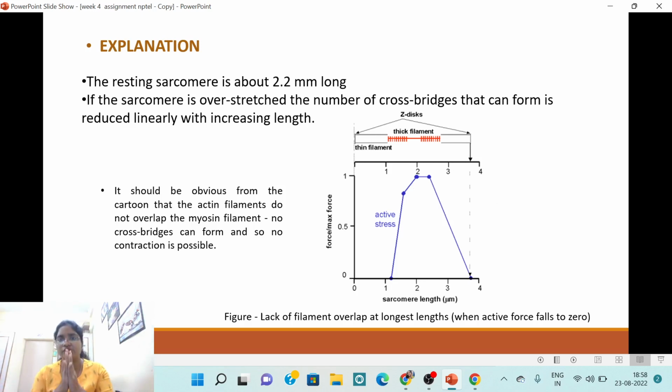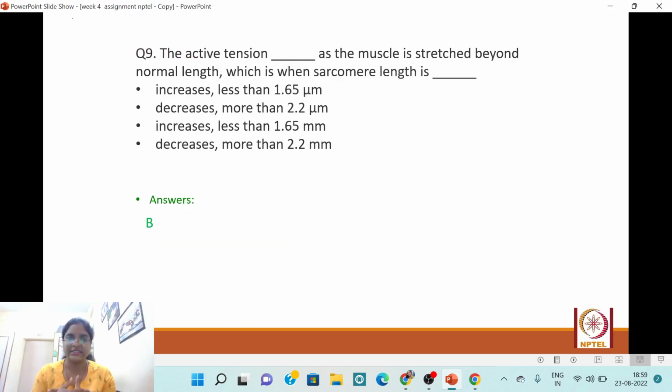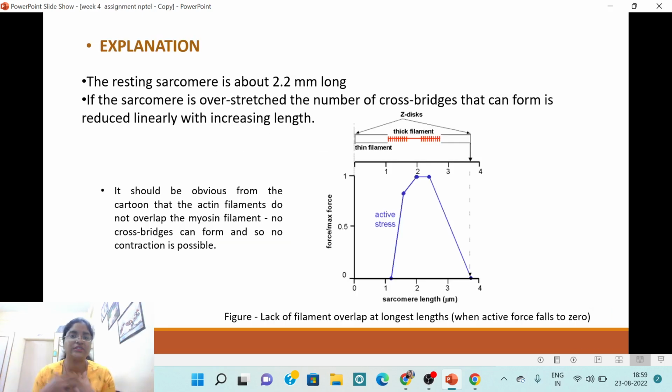What will happen if you stretch the sarcomere long? There won't be any overlapping of the thick and thin filaments. And that is the basic concept behind muscle contraction, that the thin and thick filaments should overlap, right? So if there is no overlap, there is no muscle contraction, and as a result, the active tension decreases. If there is no contraction, the tension also decreases, that is the force decreases.